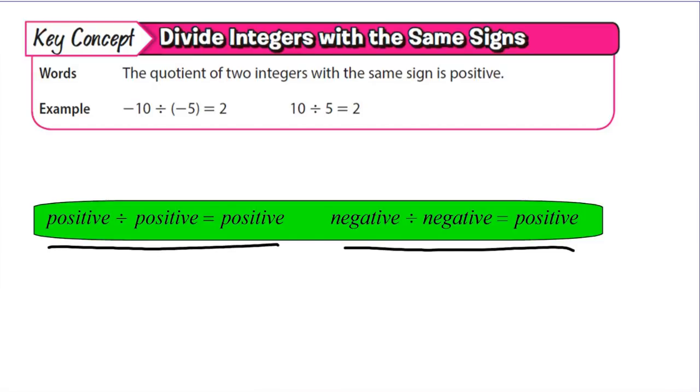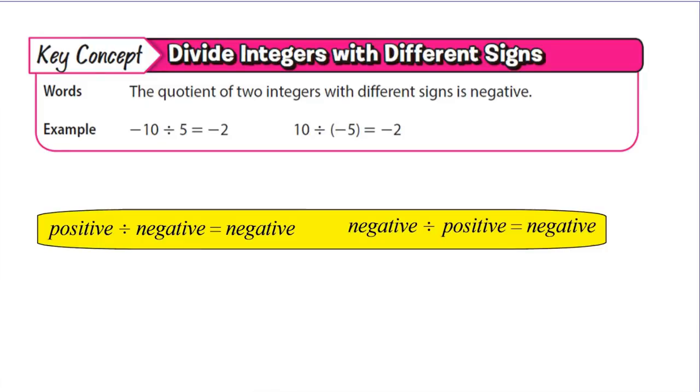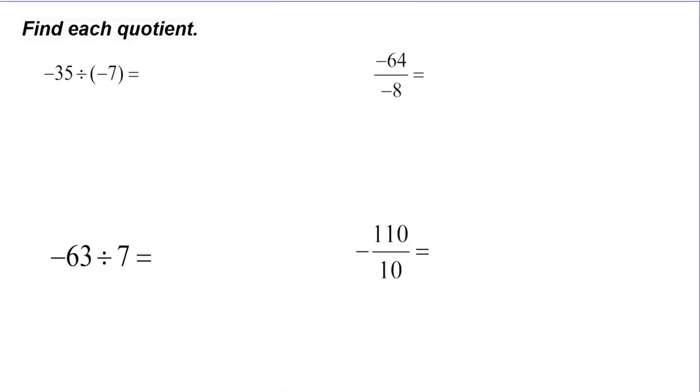So there's nothing really new here when it comes to division, so pretty easy to remember if you already know the rules for multiplication. Likewise, dividing integers with different signs, a positive divided by a negative, that's going to be negative, and a negative divided by a positive is going to be negative as well. So let's use what we've just discovered now to find each quotient here.